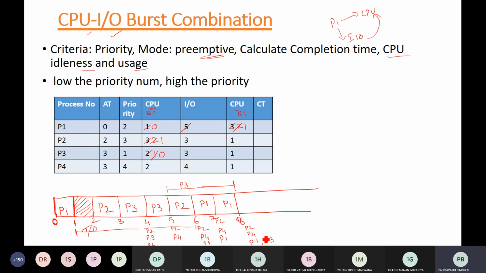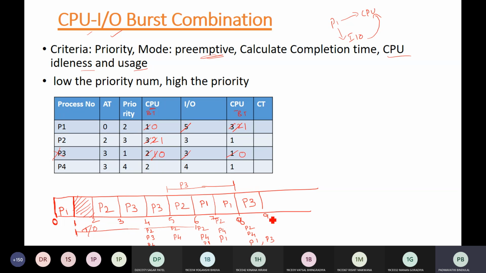Now you have all 4 processes. Out of the 4 processes, which has the highest priority? Its IO has completed. Okay. So P3 has the highest priority. So you are supposed to execute the P3 process for 1 second, now up to 9. If you execute this, it will become 0. Now your P3 process is completely executed. You can remove this process, or it has gone to the terminated state.